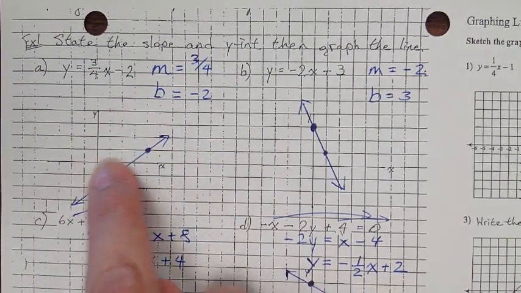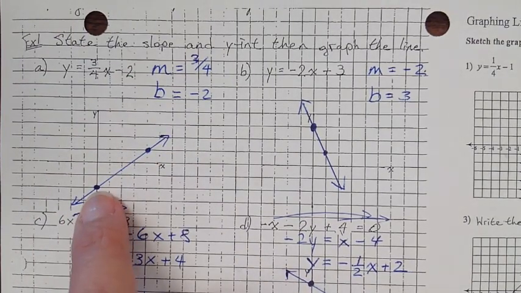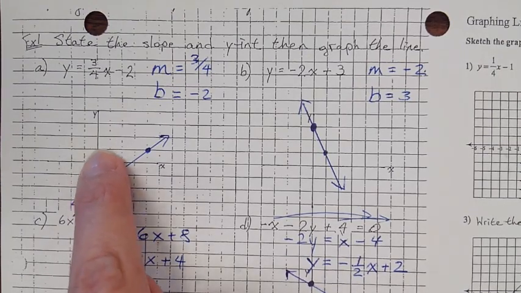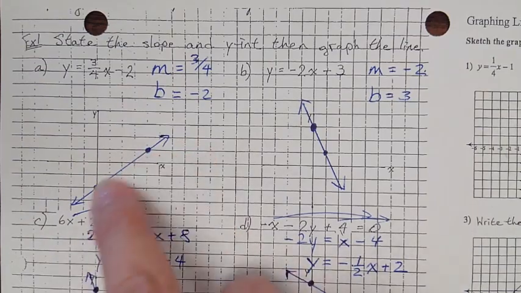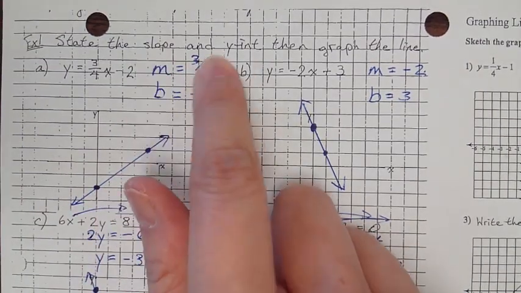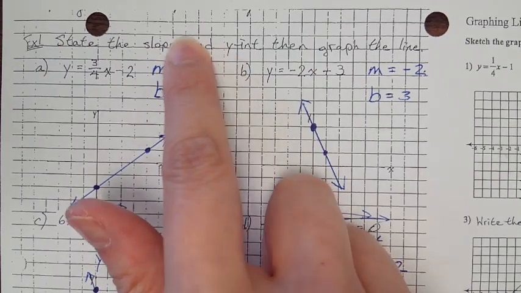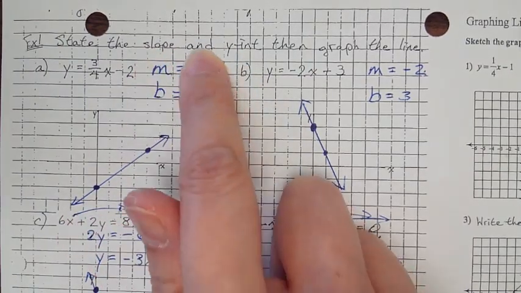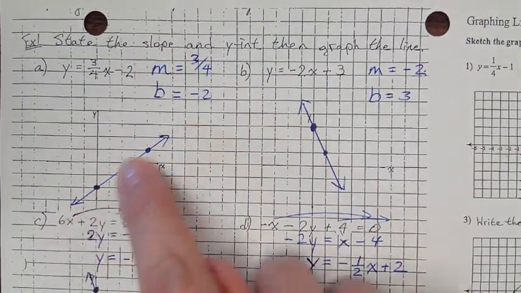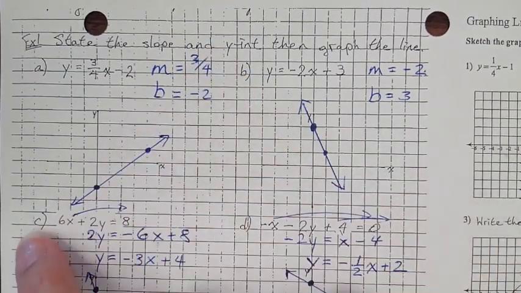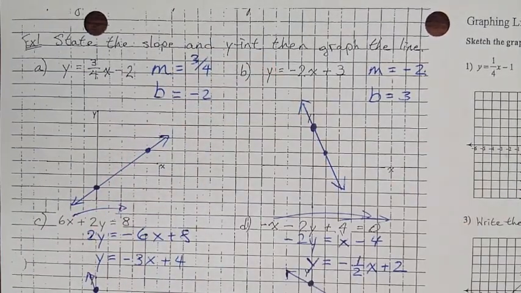So on your axis, put negative 2. There's your first point. And then from this point, do your slope, which is rise over run. So up 3 over 4. There's your second point, and there's your line. Does this slope suggest a positive or negative slope? Positive. So it should be going this way, rising to the right. Right.